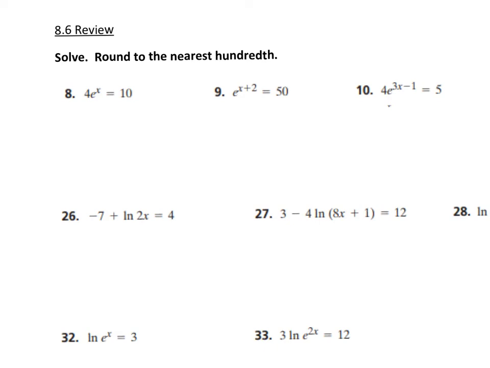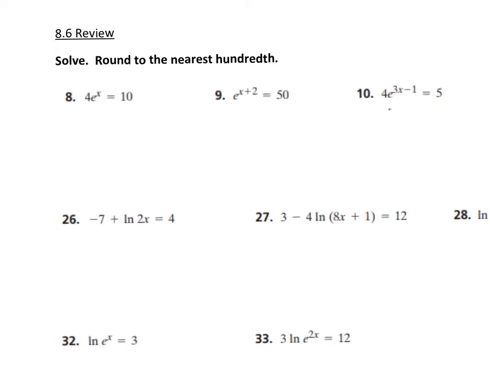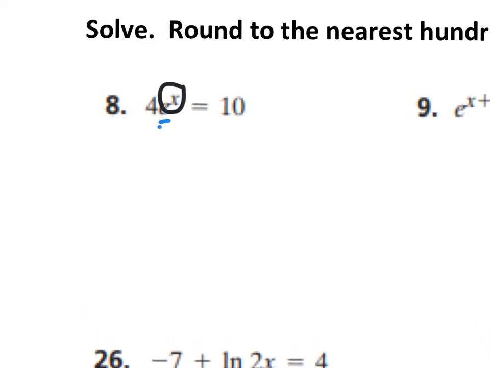Okay, if you're solving and you have x in the exponent, you're going to either have to take the log or the natural log. Now, since I have base e, I'm going to take the natural log of each side. So the first thing I want to do is isolate the base. So I'm going to divide both sides by 4. So I'm going to have e to the x equals 10/4, which is 5/2.